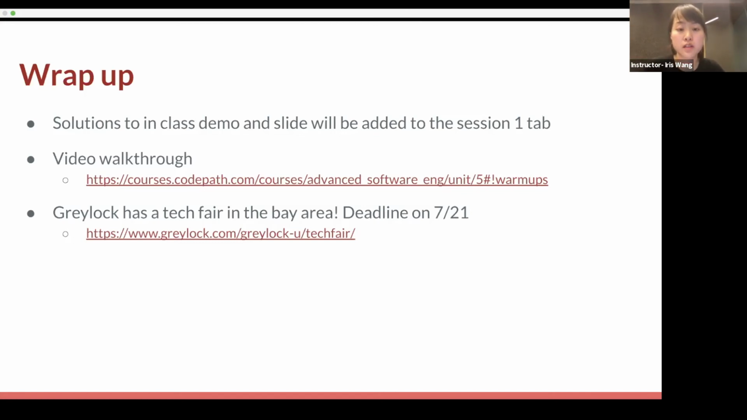Someone asks, can we get the traversal code in Java as well? I will try to get that out in Java. I don't currently have that on the guides, so I'll try to add those in.